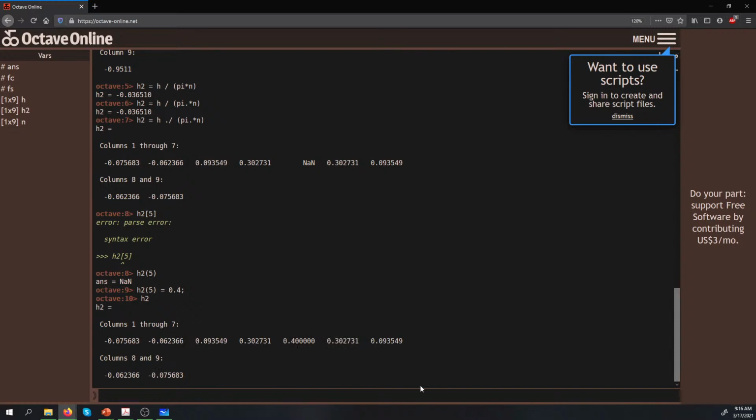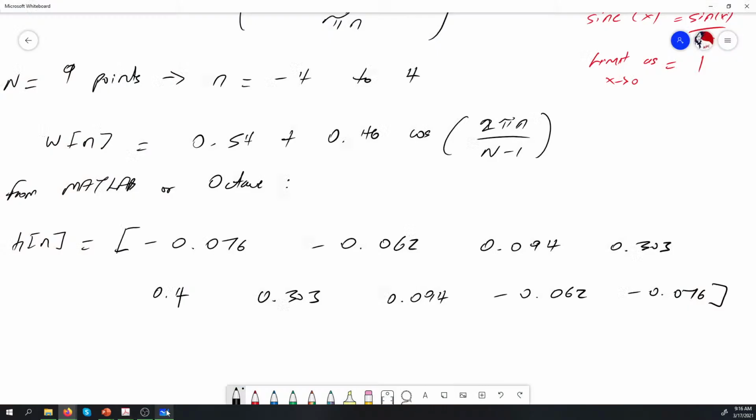Alright, so now that we have our h of n here, which basically was our filter, we need to go back to solving for w of n here, which was 0.54 plus 0.46 cosine of 2 pi n divided by n minus 1.